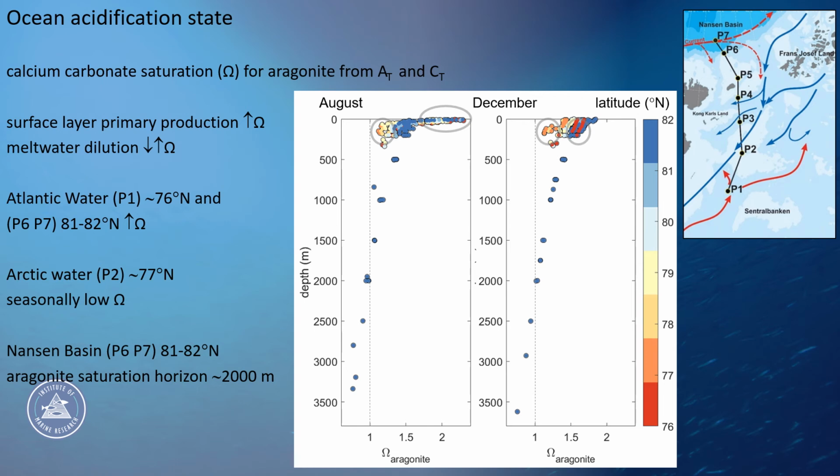The Atlantic water influence at P1 in the south and at P6 and P7 in the north shows the inputs of alkalinity from the Atlantic water that helps to elevate saturation states. In contrast, in the more Arctic and fresh water influence, for example at P2, we see that the saturation states are low during both seasons. In the deep Nansen Basin in the north, the aragonite saturation horizon is located at about 2,000 metres.